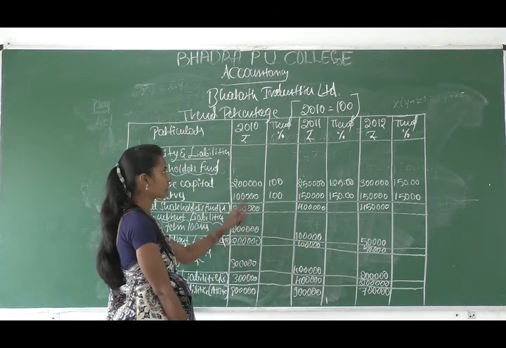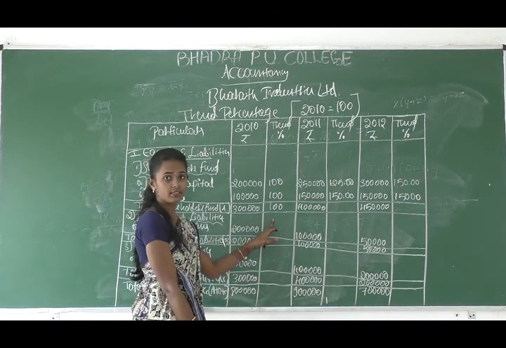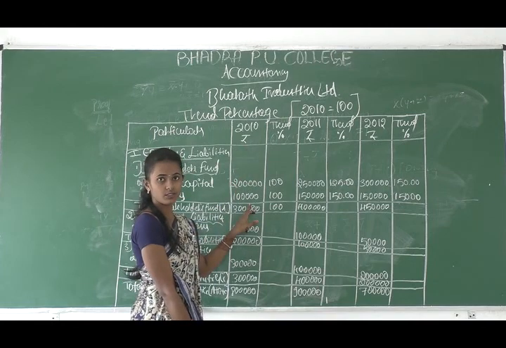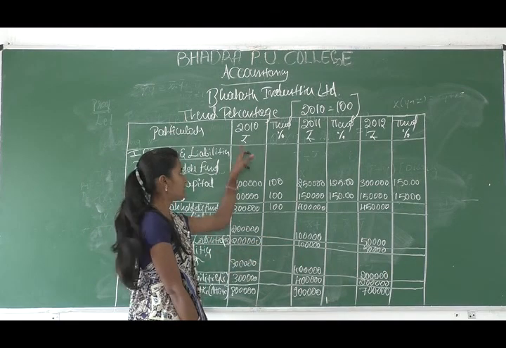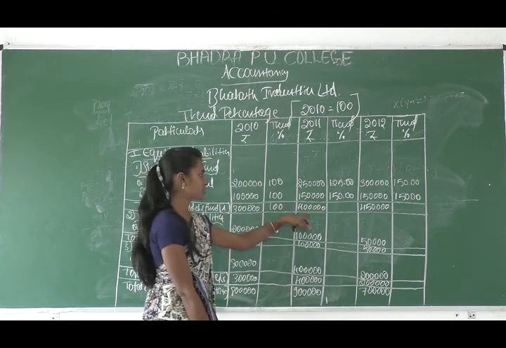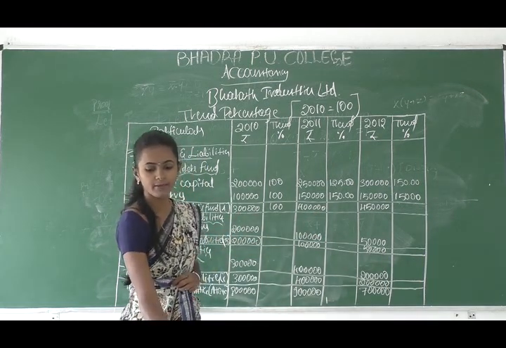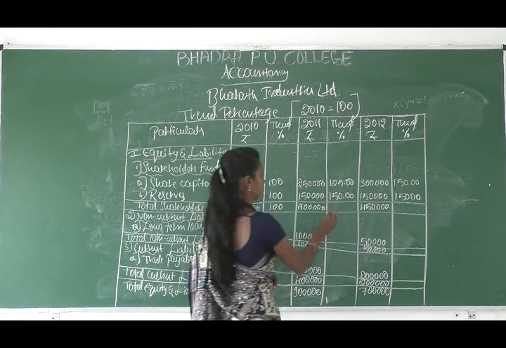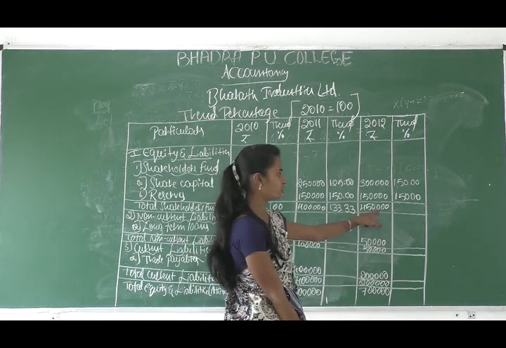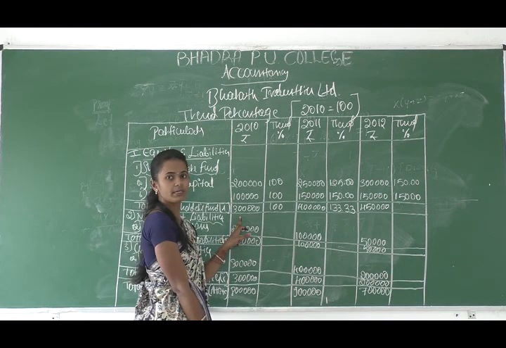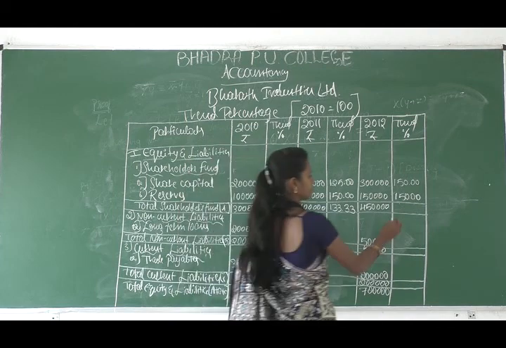And next, 3 lakh in 2010, our trend percentage is 100. Why? Because in this problem our base year is 2010. For that reason we will get 100% as the trend percentage in the year 2010. Next it's 4 lakh. So 4 lakh divided by 3 lakh into 100, then you will get 133.33%. And here it's 4,50,000 divided by base year value 3 lakh into 100, then you will get 150%.